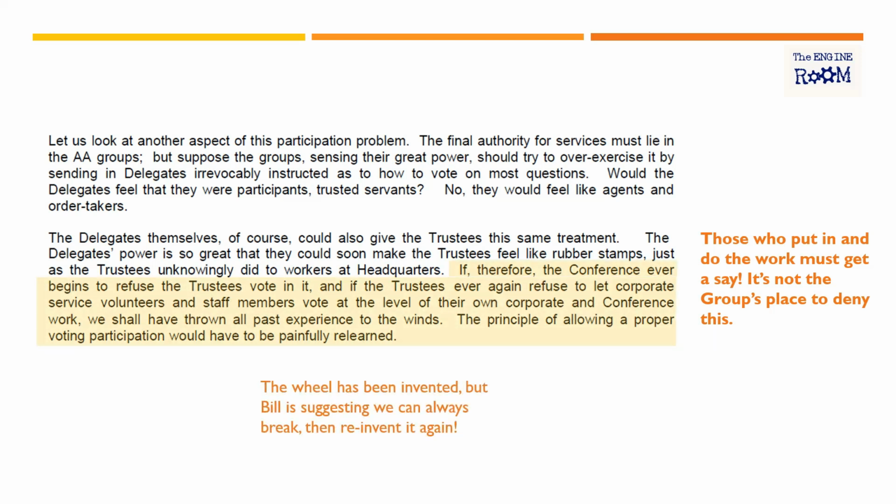The wheel has been invented, but Bill is suggesting we can always break it and then reinvent it again. And of course, this is why often you'll see conference decisions that just pull out the right tradition or concept to settle down a change that may actually be nothing more than unlearning a painfully learned lesson. Those of us who look at what happens each year at conference, I'm always surprised at how sensible and sane and ultimately spiritual conference decisions are. There's something quite magical about having wise heads in a room thinking very much about the good of AA as a whole, being guided by God, traditions and concepts. It's a beautiful system. So we don't see too much of this painful relearning going on, do we?